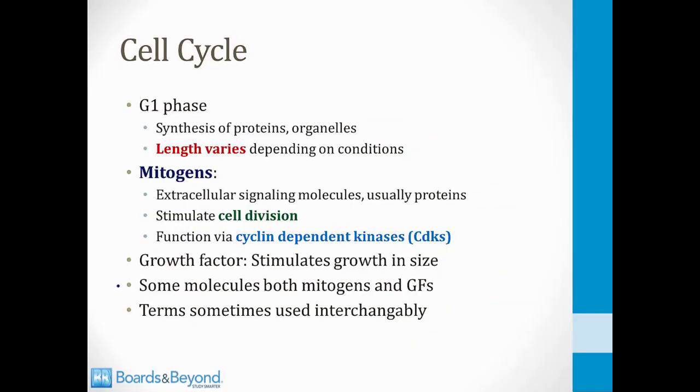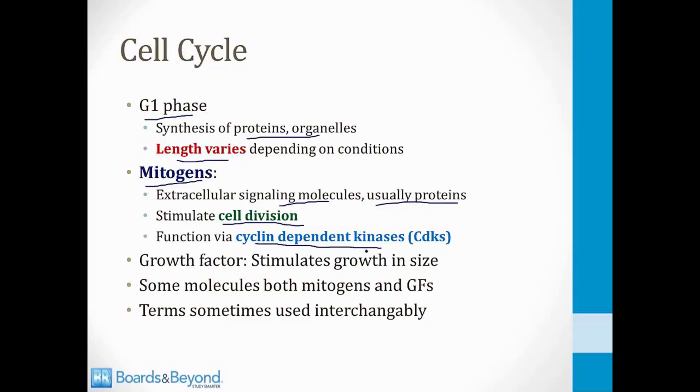Now I'll go through each of the phases of the cell cycle in a little bit more detail. In the G1 phase, synthesis of proteins and cellular organelles occurs. The length of this phase is variable depending on conditions. If cells want to grow rapidly, this can be a very short phase. In other situations, this can be a longer phase. Mitogens are extracellular signaling molecules that are usually proteins that stimulate cell division. They function via molecules called cyclin-dependent kinases, which we'll talk about in a minute.